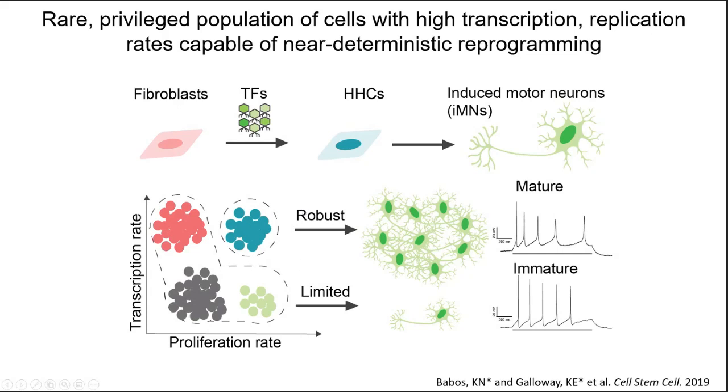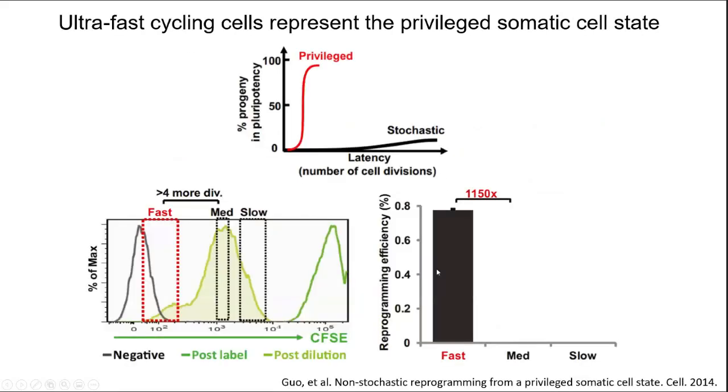And so I'm going to tell you what we found, and I'm going to take you through how we got there, and then where I think it's leading us in terms of how we actually design genetic circuits to facilitate reprogramming and a whole lot of other cellular engineering strategies. So we got started with this work, even thinking about proliferation rate and reprogramming, from a paper from 2014, the Guo lab, where they noticed that fast cycling cells were this privileged state in reprogramming.